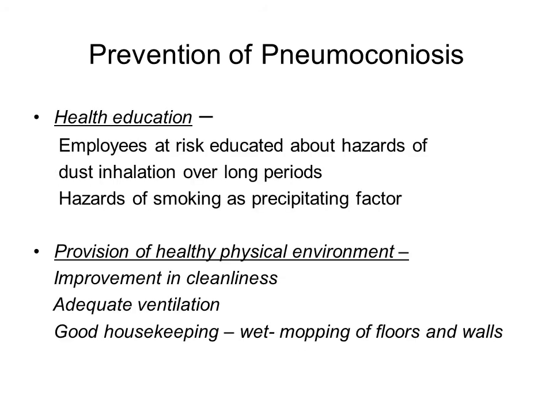The next point of primary prevention is health education. Employees at risk should be educated about the hazards of dust inhalation over long periods, hazards of smoking as a precipitating factor, hazards of being exposed to tuberculosis, importance of increasing their immunity power, and hazards of alcohol. Everything should be explained to them in a cordial environment. Regular and periodic health examination along with health education does a lot in the prevention of pneumoconiosis.